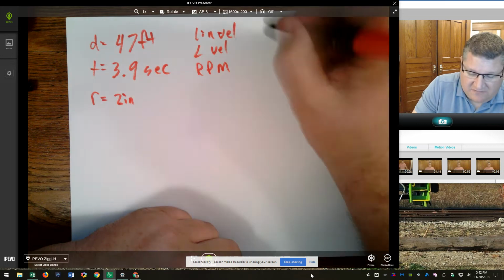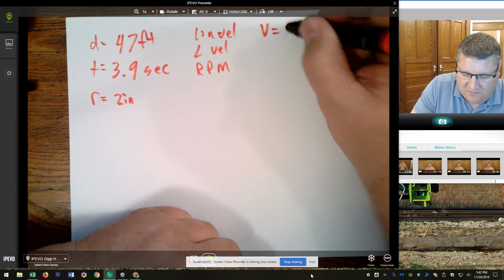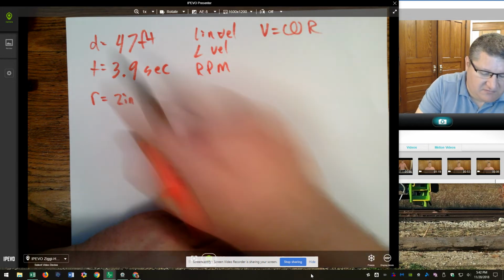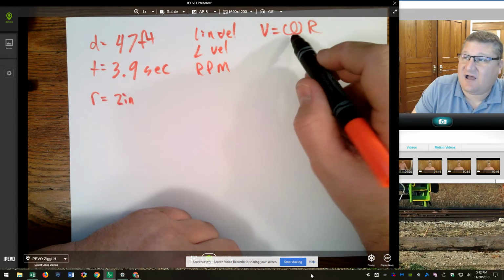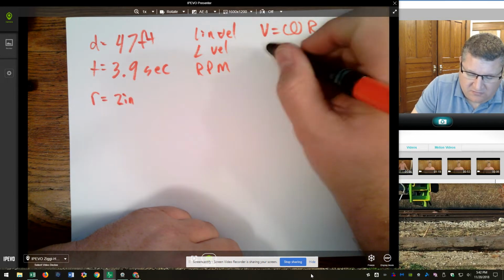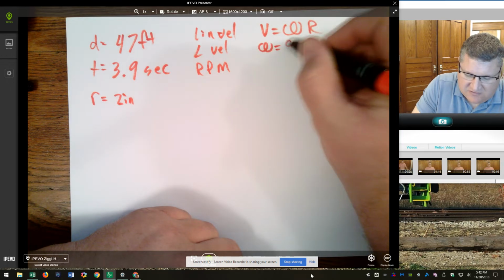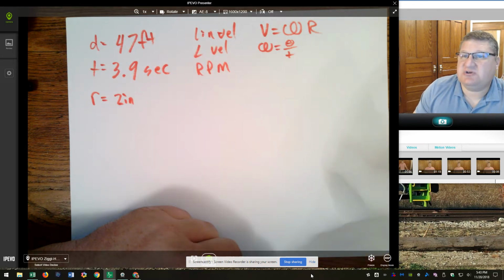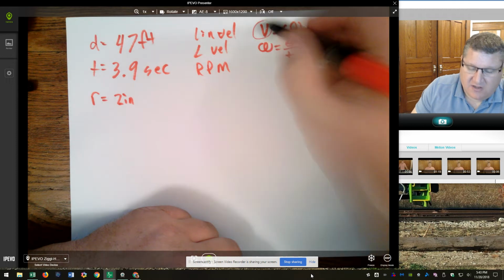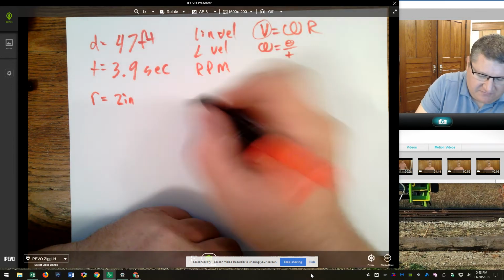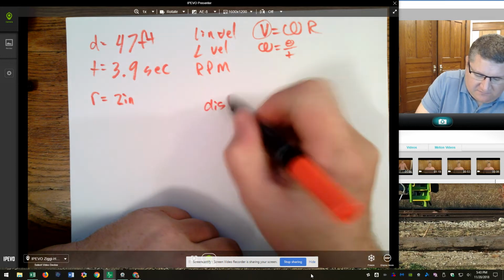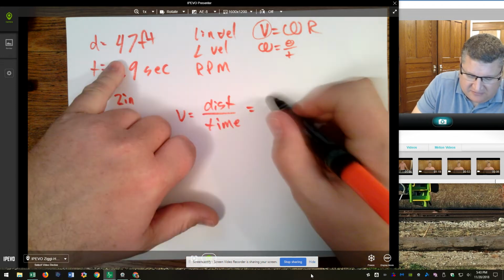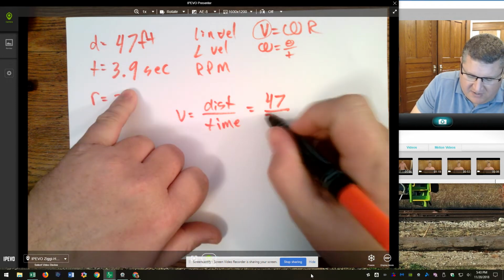Now, linear velocity, our most common formula is V equals omega R. We have a couple other formulas that we could go with, but you'll notice over here we have distance, we have time, we have R. We do not have omega. We could also use omega equals theta over t for angular velocity, but I don't have a theta here either. So we're going to start with linear velocity, because linear velocity is nothing more than a distance over a time. So V equals distance over time, and our particular distance is 47 divided by 3.9.